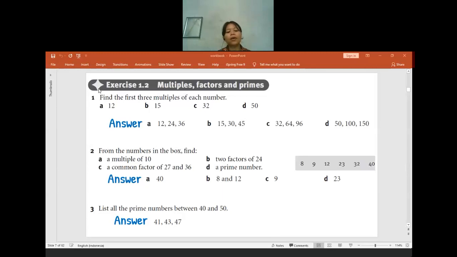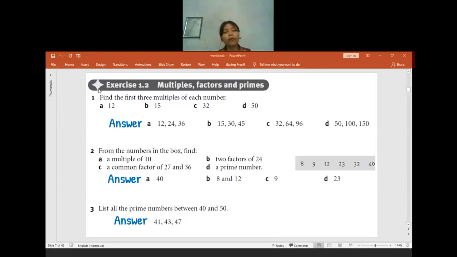List all the prime numbers between 40 and 50. To make a list of prime numbers between 40 and 50, you can check it one by one. Maybe you can make a list from 41 until 49. You try it one by one. 41 cannot be divided by any number, so yes, 41 is a prime number. 42 can be divided by 2, so 42 is not a prime number. 43 cannot be divided by any number, so yes, 43 is a prime number.